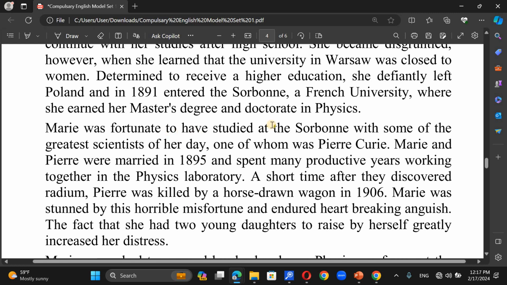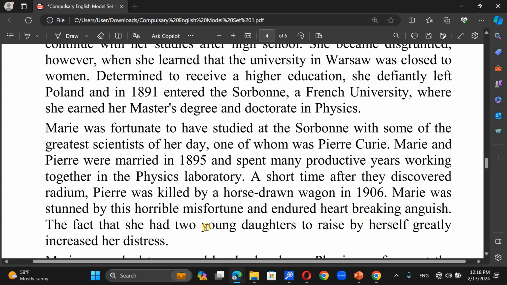Mary was fortunate to have studied at the Sorbonne with some of the greatest scientists of her day, one of whom was Pierre Curie. Mary and Pierre were married in 1895 and spent many productive years working together in the physics laboratory. A short time after they discovered radium, Pierre was killed by a horse-drawn wagon in 1906. Mary was stunned, very badly affected by this horrible misfortune, by his death, and endured heartbreaking anguish.